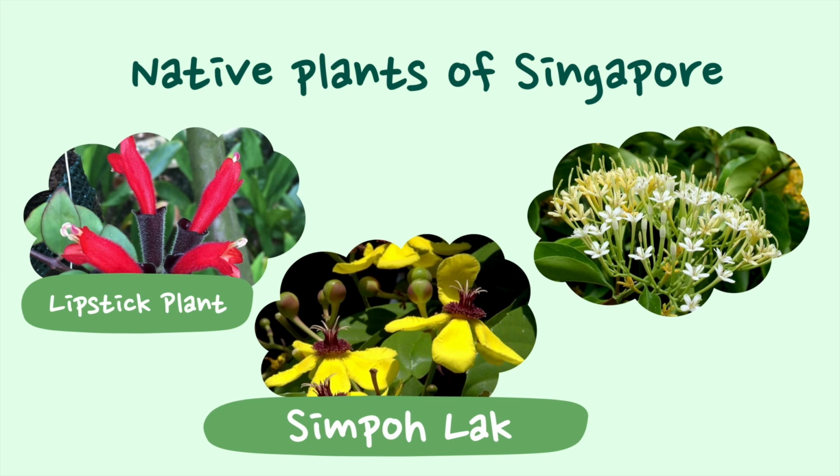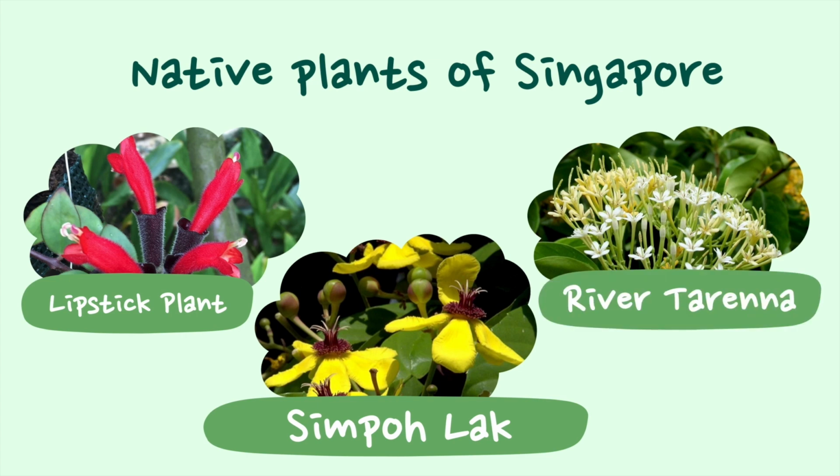And finally, we have the beautiful river Terena plant. Similar to the ixora plant I showed you before, the river Terena has a lot of tiny flowers too. The river Terena blooms with tiny white flowers when they're in season. You can find this plant along parks in Singapore, so have a look out next time you're there.